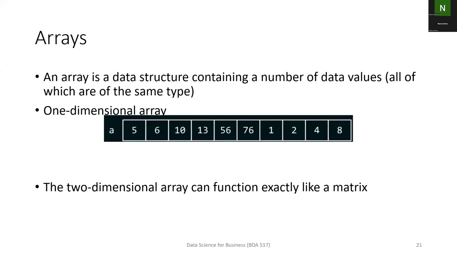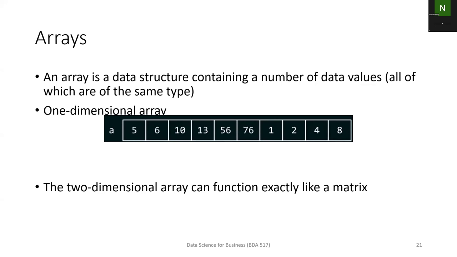So an array is a data structure containing a number of values, all of which are of the same type. So you can have a one-dimensional array. You can have a two-dimensional array, or you can have a three-dimensional array, and so forth. Typically you realize that a two-dimensional array is the same as a matrix. Have you seen? Because in the matrix, you have one going horizontal and one going vertical. So that is a typical two-dimensional array.